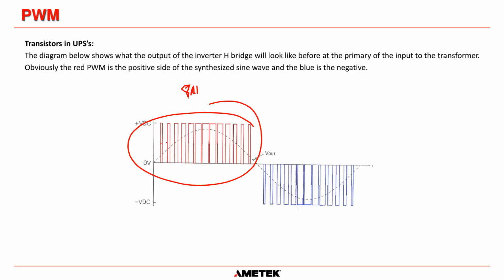That's 1, 2, 3, 4, 5, 6, 7, 8, 9, 10, 11, 12, 13. There's 13 pulses there, and then there's 13 pulses there. So that's 26 pulses per cycle. So that is nowhere near 8 kilohertz. 8 kilohertz means we are switching at 8,000 times a second.